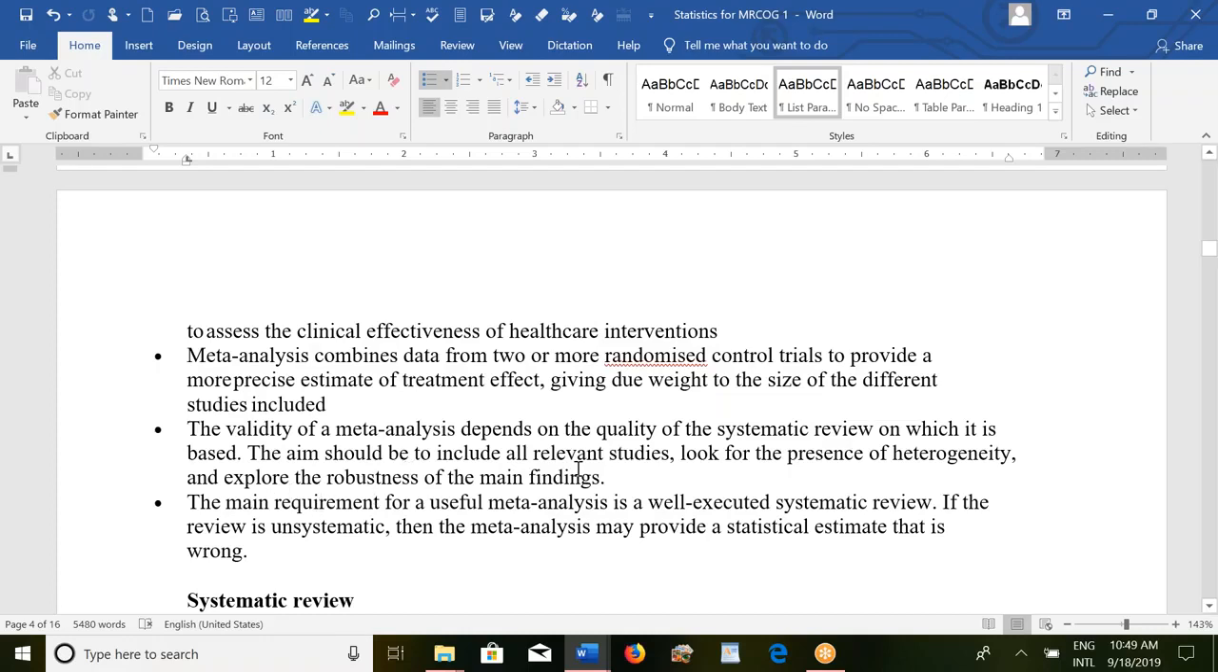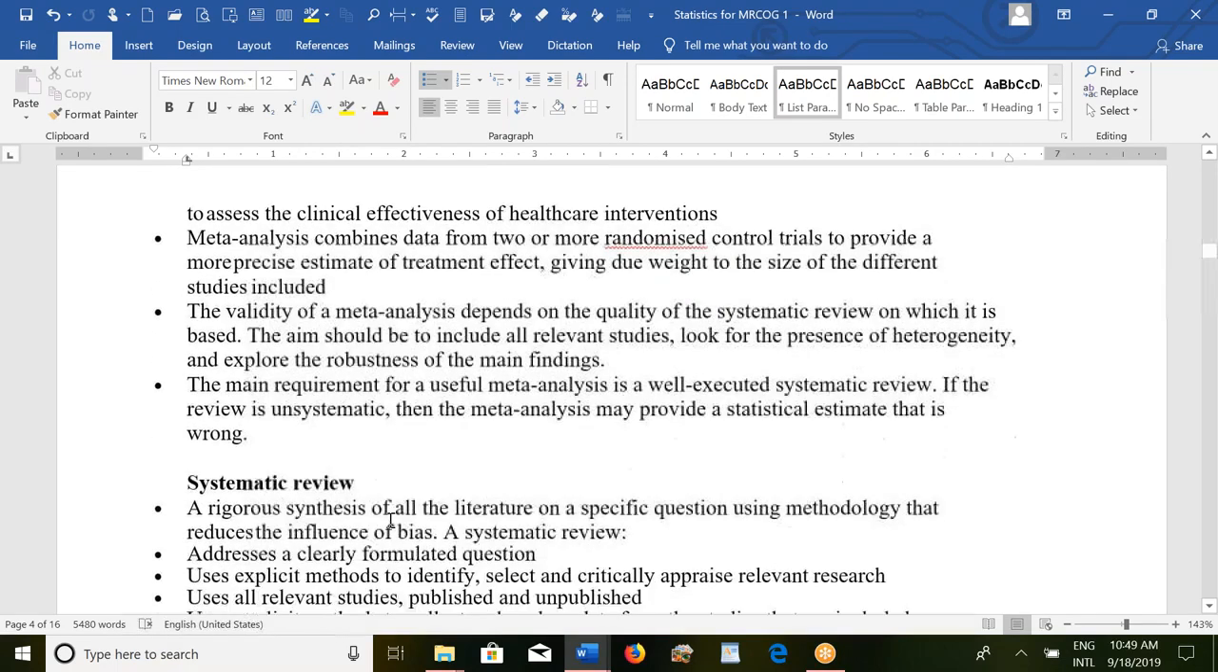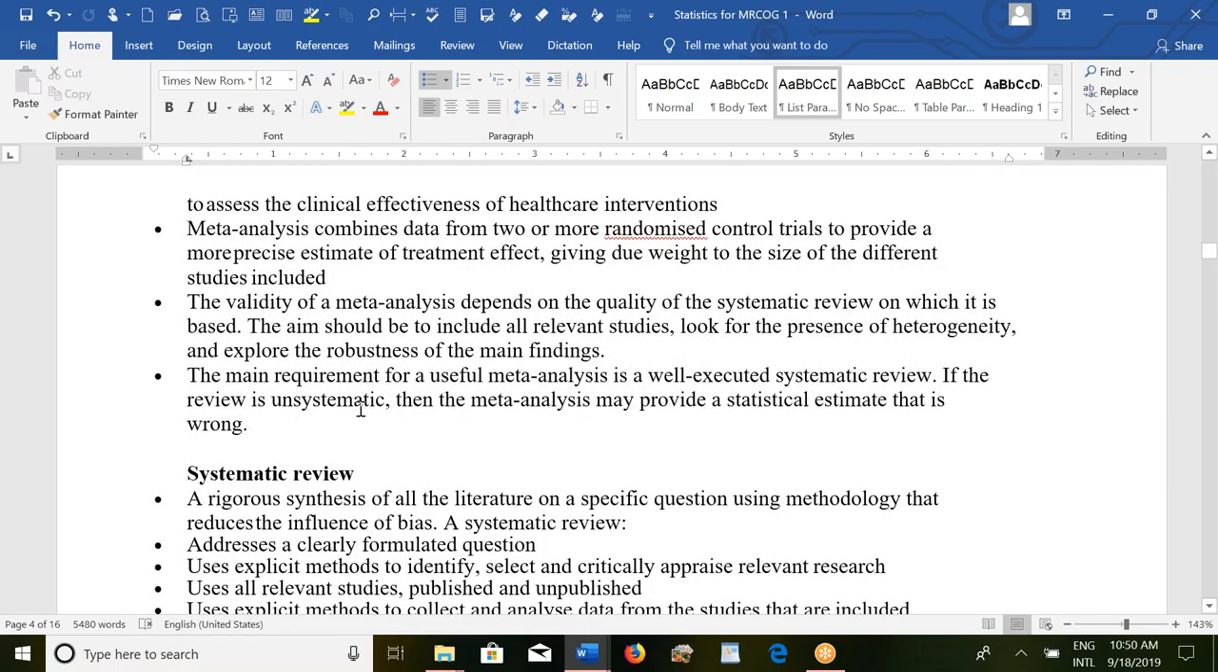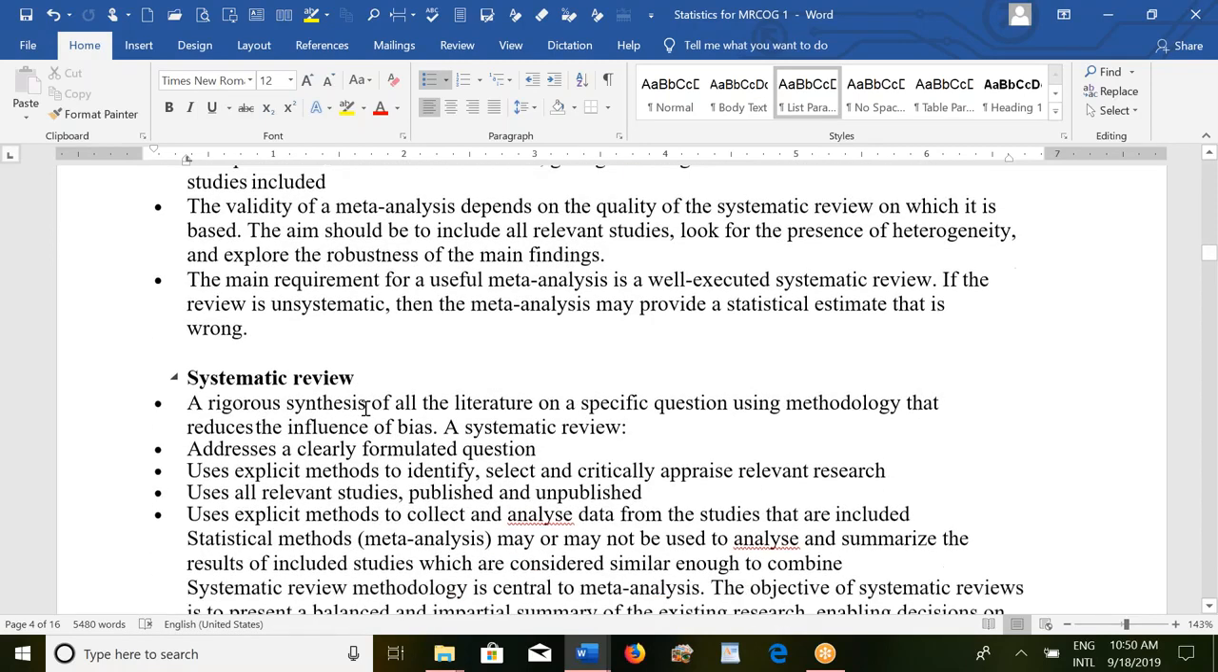So the main requirement for a useful meta-analysis is a well executed systematic review. If the review is unsystematic, then the meta-analysis may provide a statistical estimate that is wrong. So the systematic review should be good, because meta-analysis depends upon systematic review.